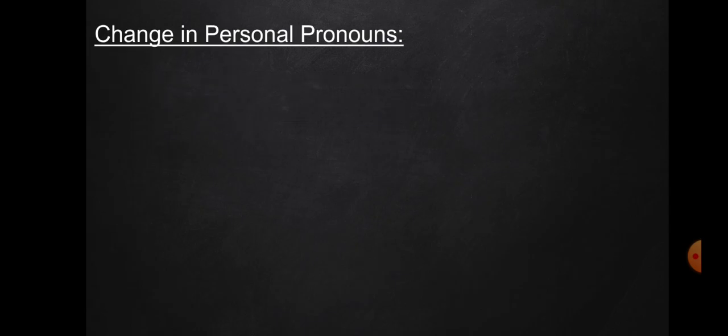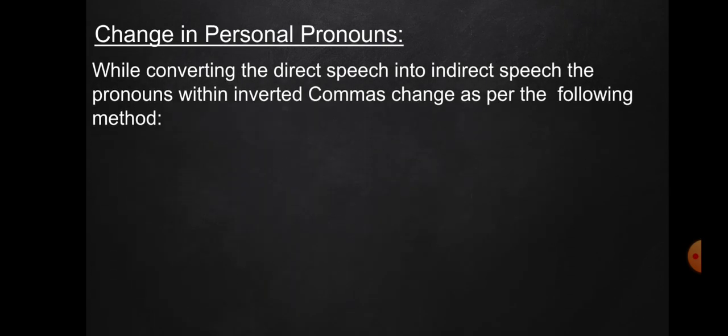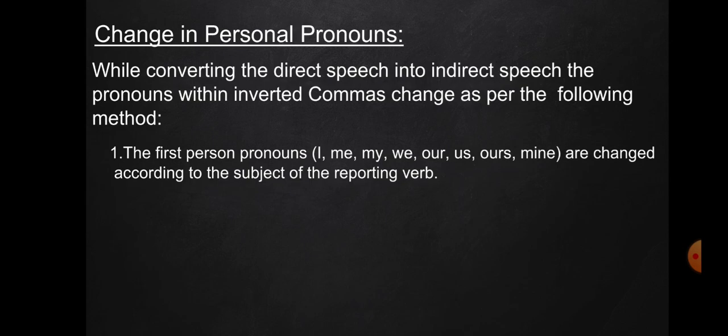Now we have change in personal pronouns. While converting the direct speech into indirect speech, the pronouns within inverted commas change as per the following rules. The first person pronouns, that is I, me, my, we, our, us, ours, mine, are changed according to the subject of the reporting verb. By this time, you know what is the subject of the reporting verb and what is the object of the reporting verb.